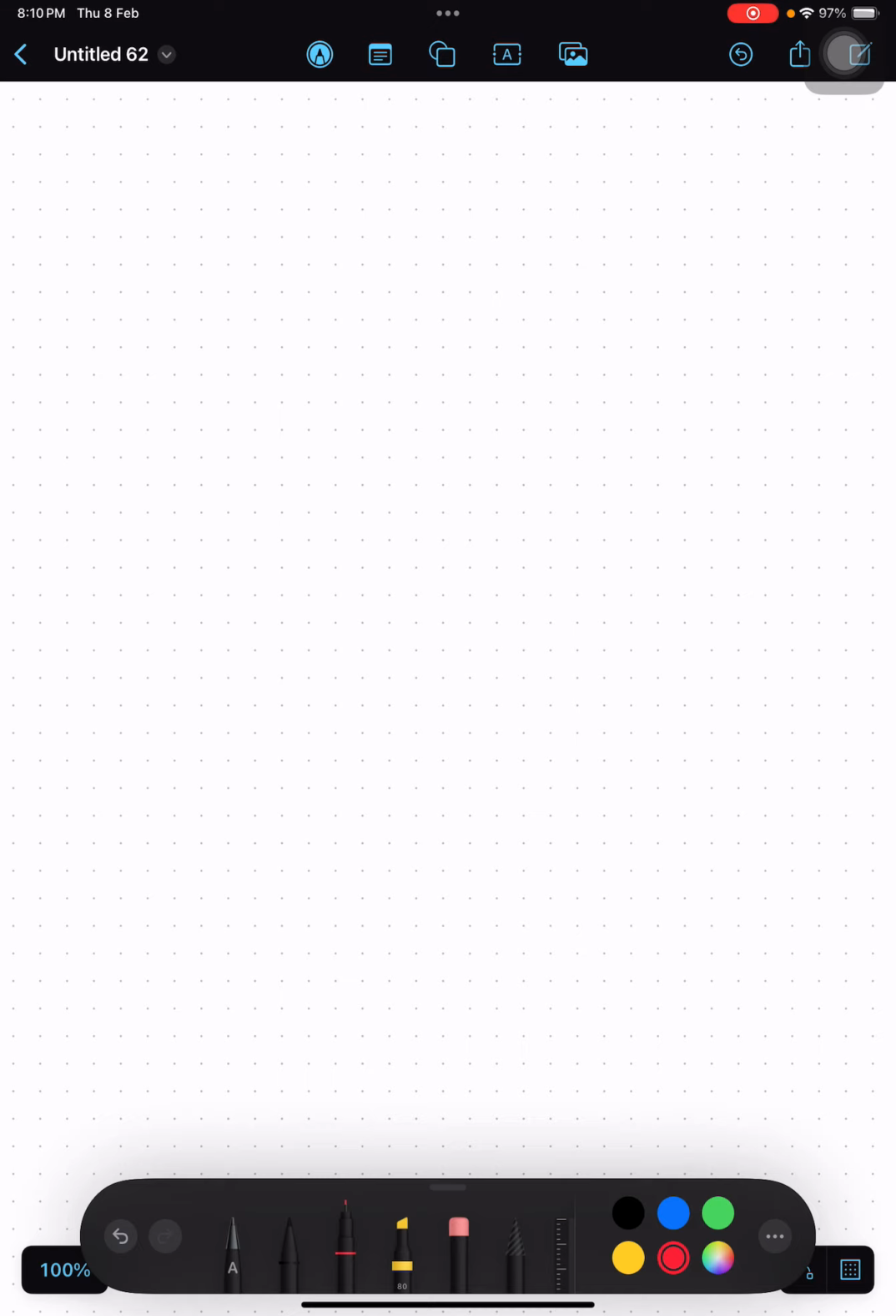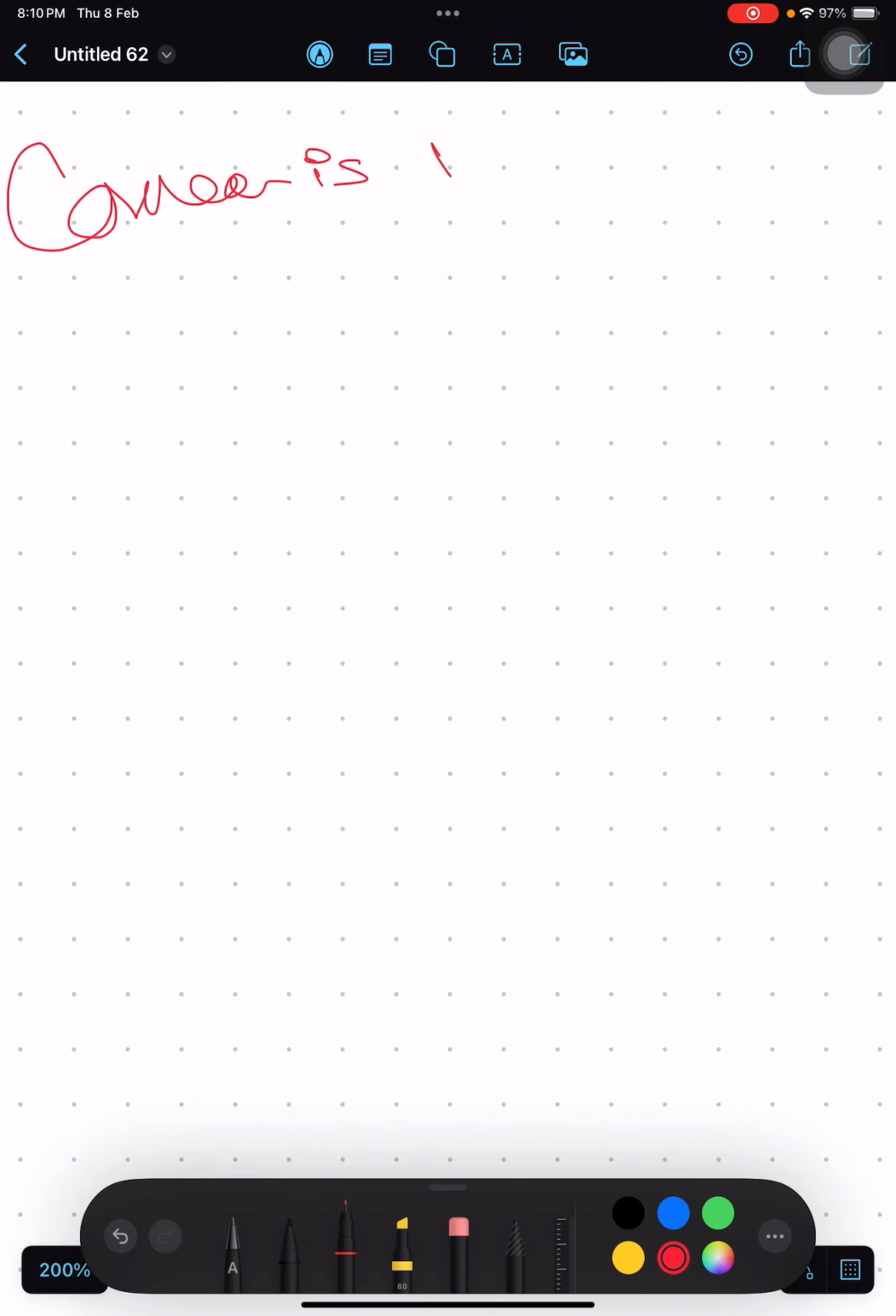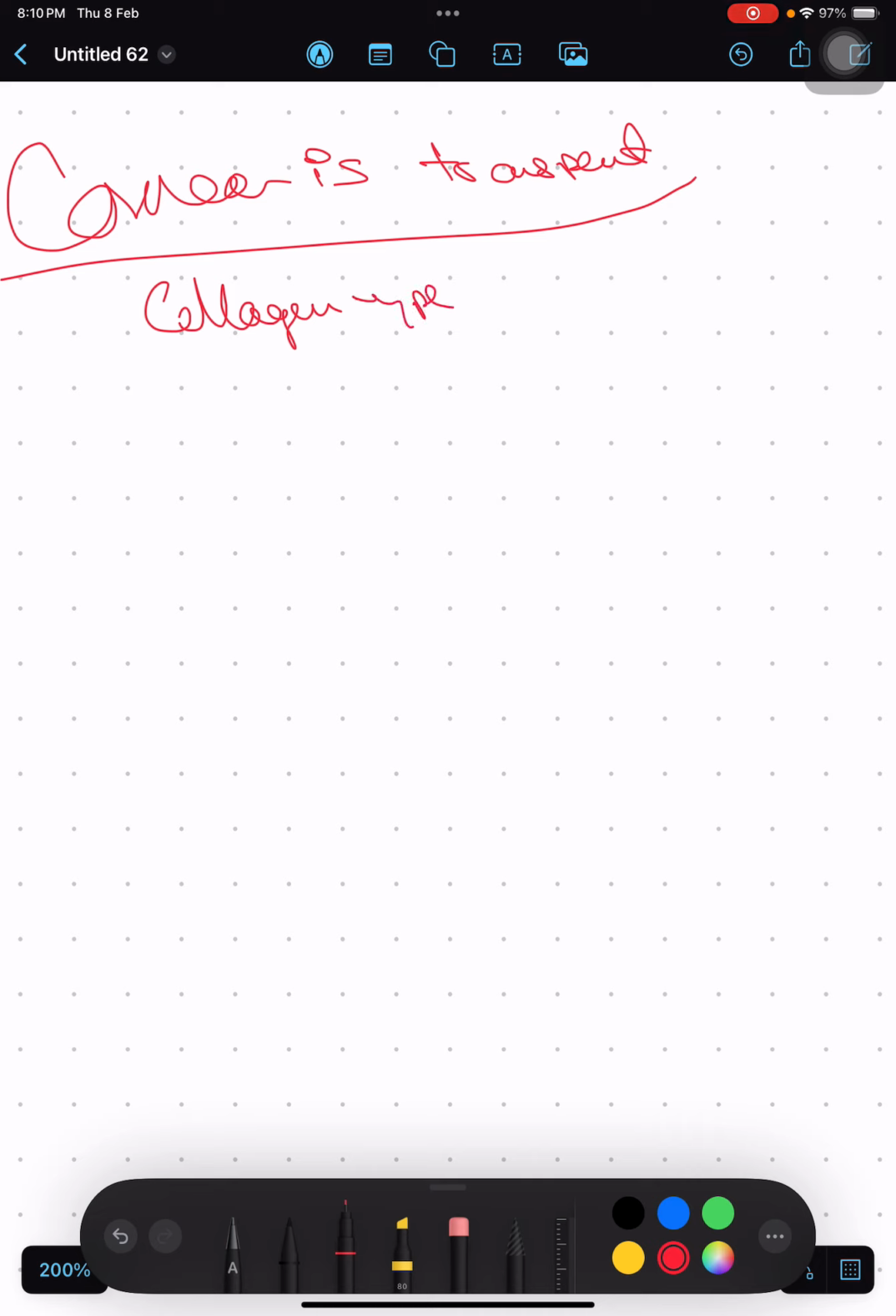Now, the cornea is transparent. I have already talked about that. So what is the major reason by which it is transparent? It is transparent because there is collagen type 1 and glycosaminoglycans, which are well arranged in the stroma.